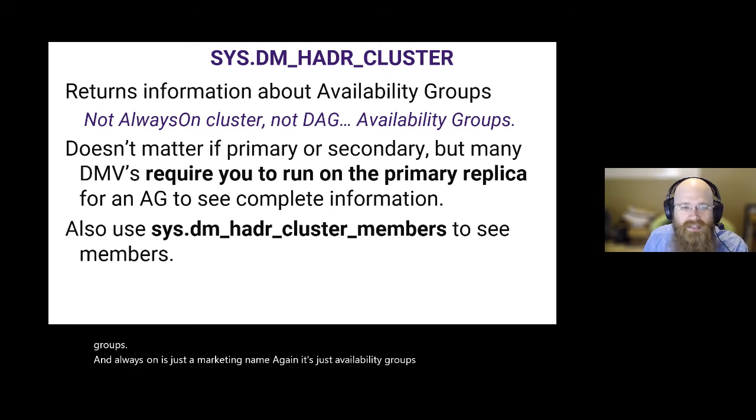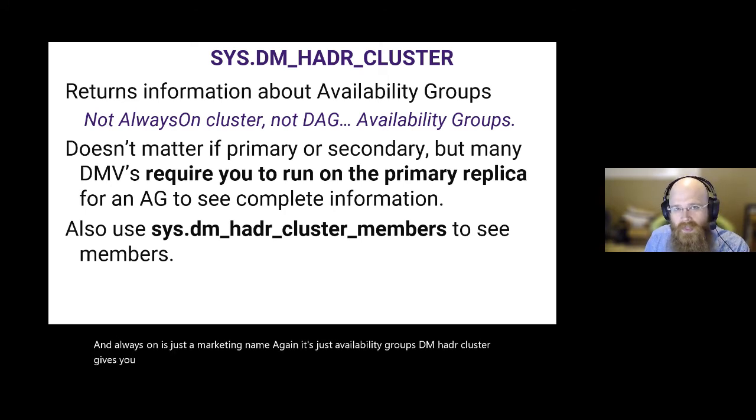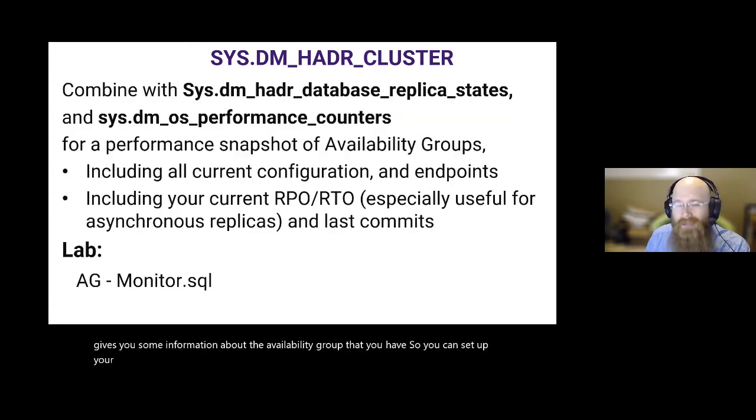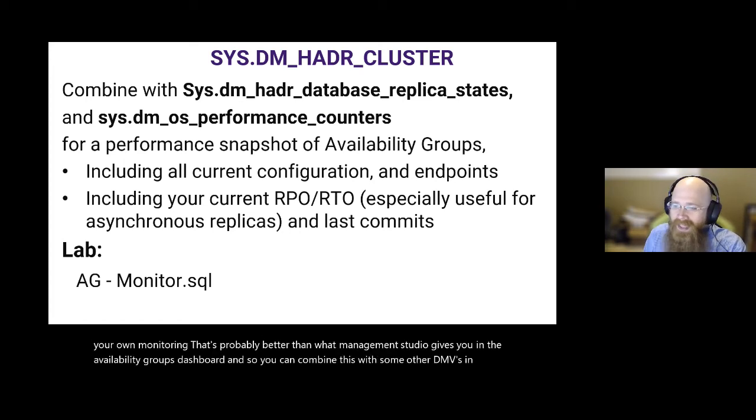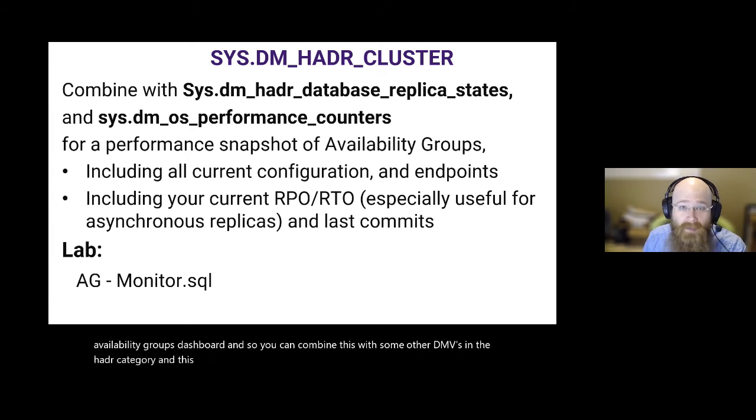The DMV HADR cluster gives you some information about the availability group that you have, so you can set up your own monitoring. That's probably better than what Management Studio gives you in the availability groups dashboard. And so you can combine this with some other DMVs in the HADR category, and this lab for AG Monitor, fantastic script just to measure what's going on in your availability group. You should always run it on the primary replica though.